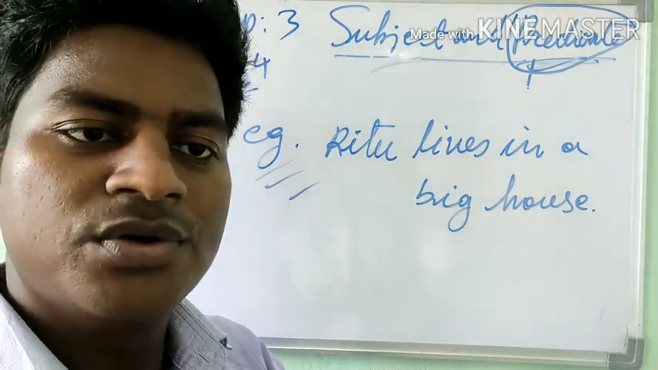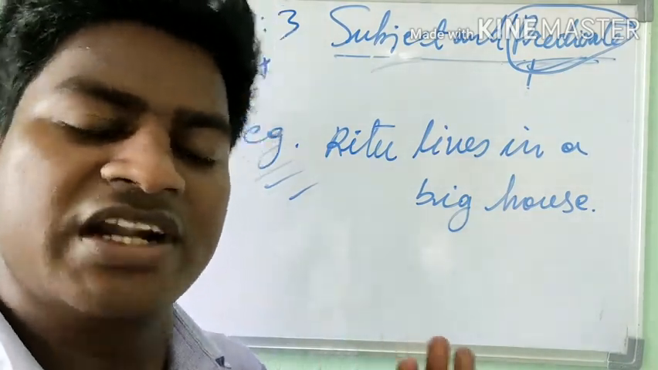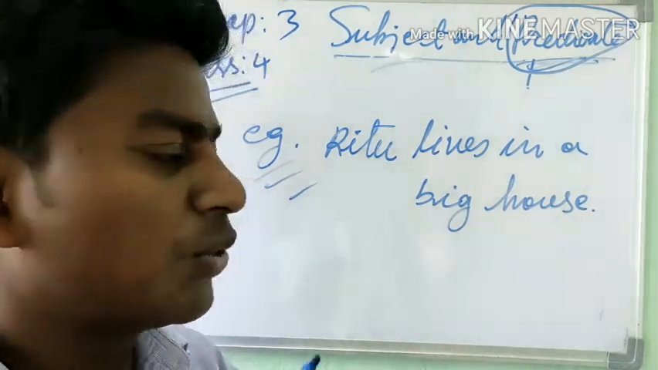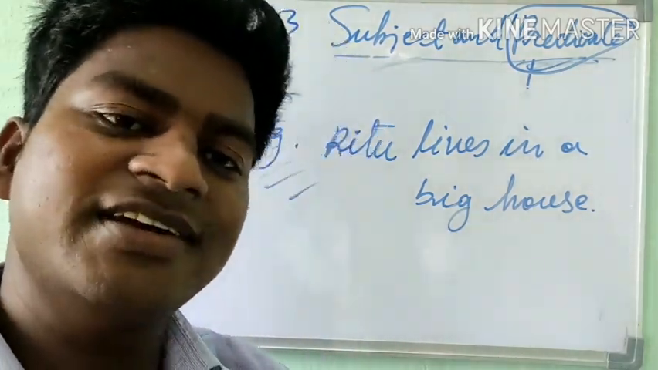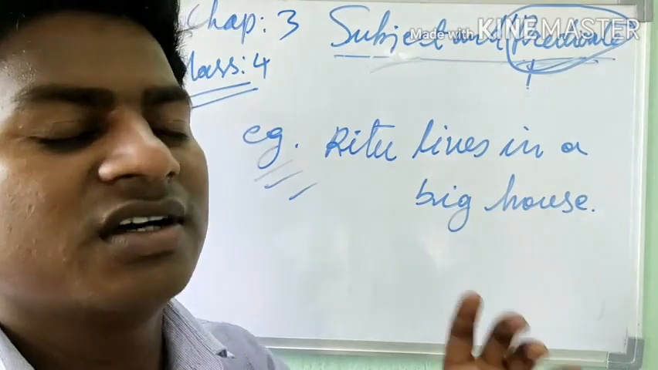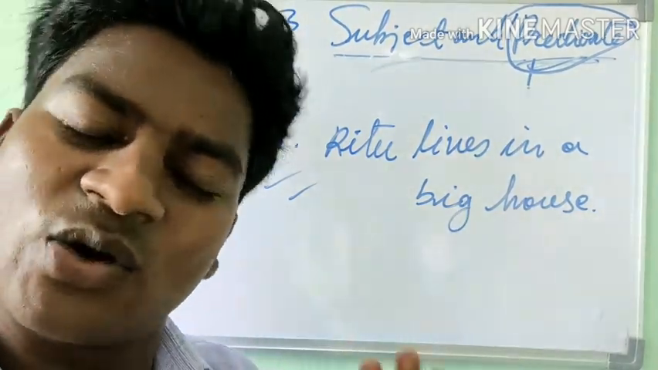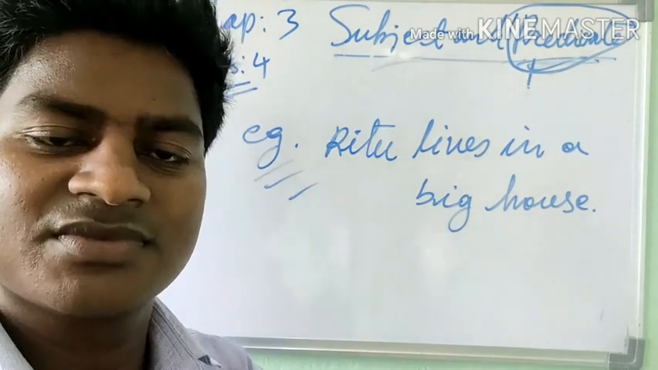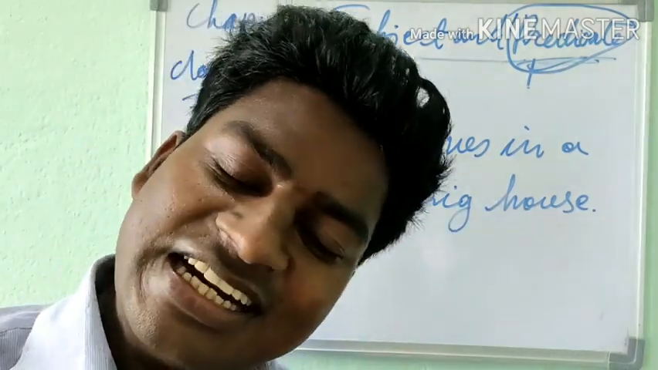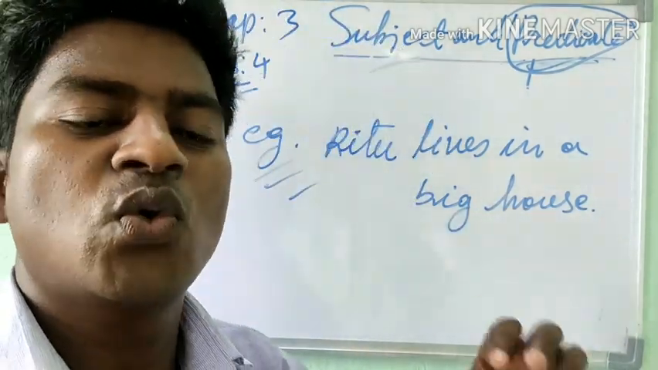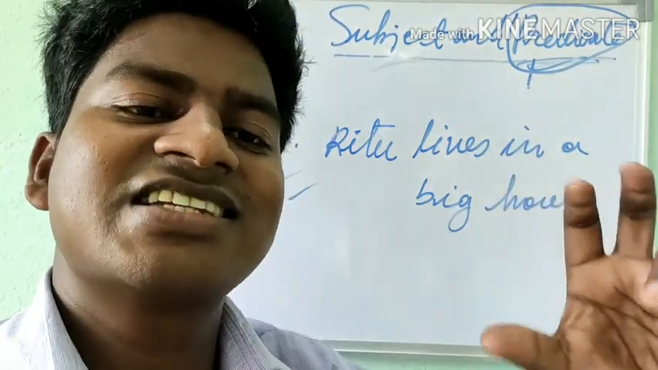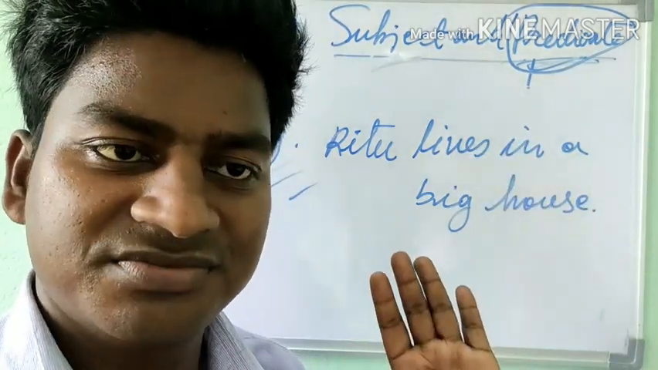So first of all, we have to find the subject. Now, to find out a subject in a sentence, what's the rule? The rule is, ask the question to the given sentence: what the sentence is about.